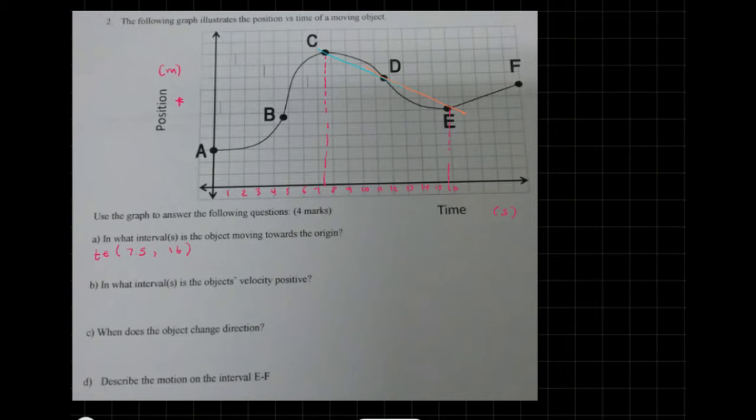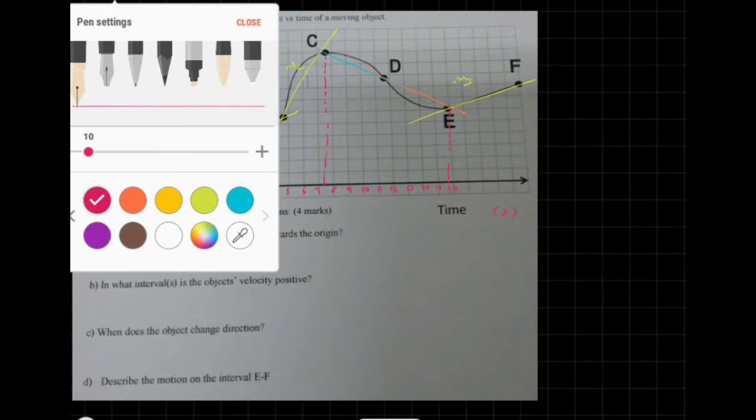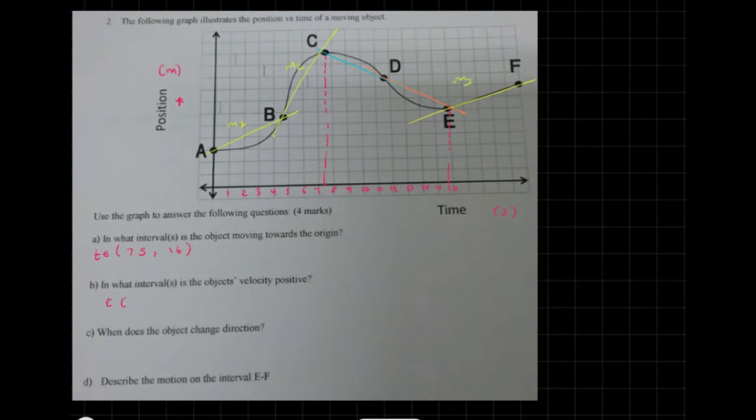Part B, in what interval is the object's velocity positive? The interval is where the object's velocity is positive, and I'm going to show you this using a positively sloping secant. You can notice here that these secants, call it slope 1, slope 2, slope 3. In this case, the interval where the object's velocity is positive looks like t from 0 all the way to 7.5, because it's going to encompass from point A to point C.